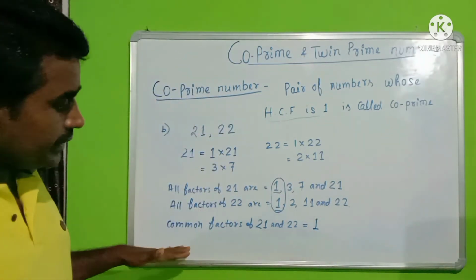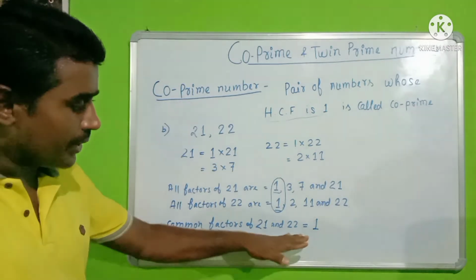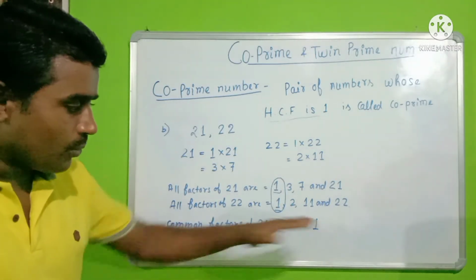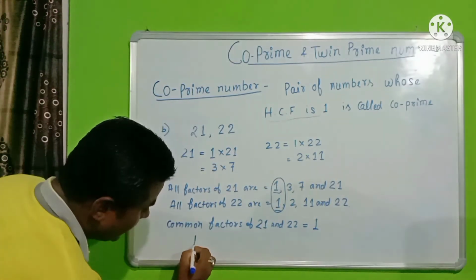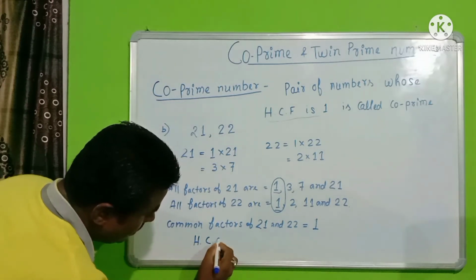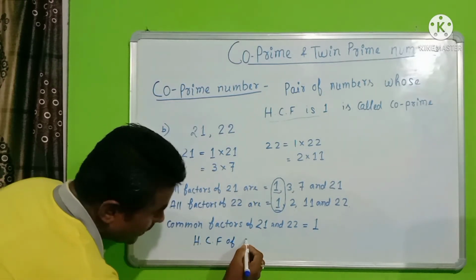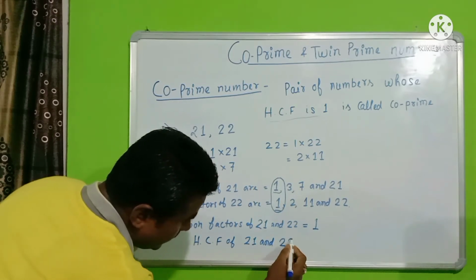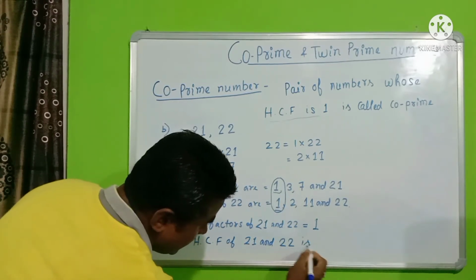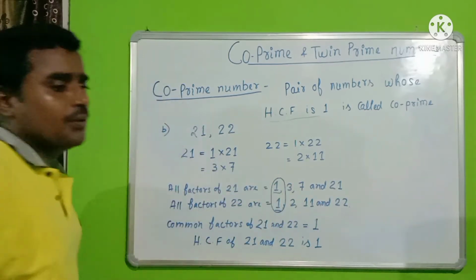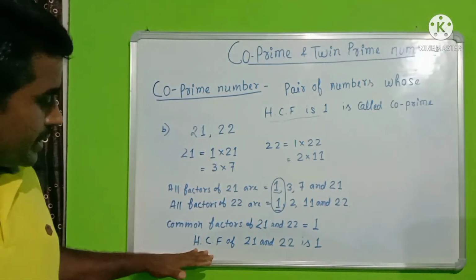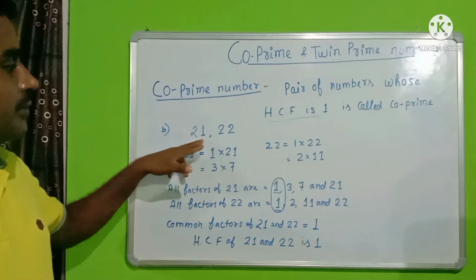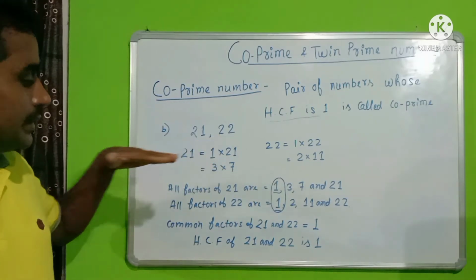Okay. So since 21 and 22 has only one common factor, that means HCF of 21 and 22 is how much? It is 1. So now you see we find the HCF of 21 and 22.